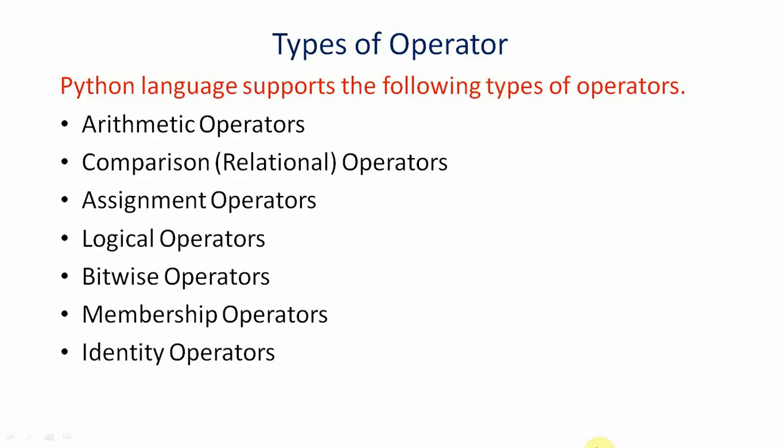Types of operators. Python has a rich set of operators which are divided into the following 7 groups. First, arithmetic operators, comparison or relational operators, assignment operators, logical operators, bitwise operators, membership operators, identity operators.